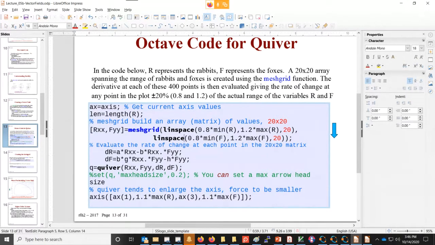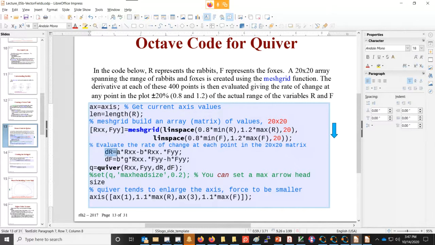And then once you do that, you take this derivative. Remember that the change in rabbits was equal to that constant times the rabbits. But now instead of using the rabbit value, I'm using the result of this meshgrid. And so I've got my rabbits xx minus b times rxx, rabbits xx. And then you've got to use this dot star notation again. And then foxes, which is in the y direction. So you evaluate the derivatives for each one of these points in your grid.